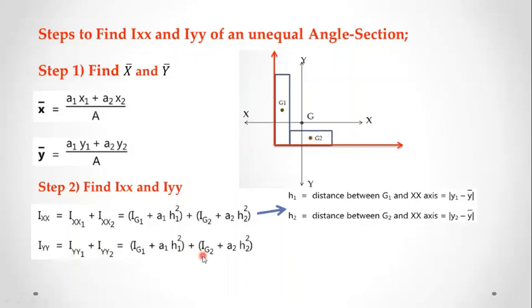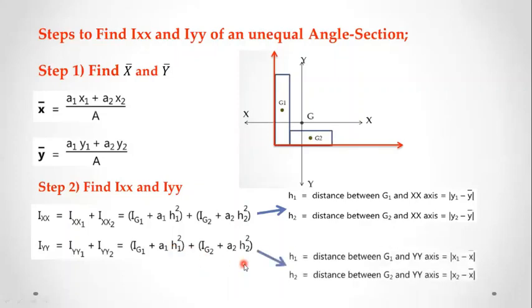In the Iyy calculation, H1 is equal to the modulus of x1 minus x bar and H2 is equal to the modulus of x2 minus x bar. That means the distance of G1 and G2 from the y-axis, from here, this distance. So let's find out how to solve these problems.